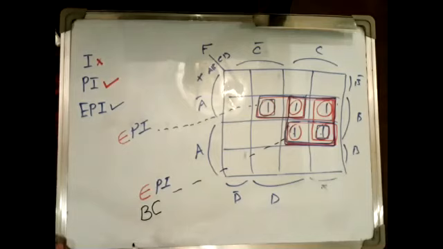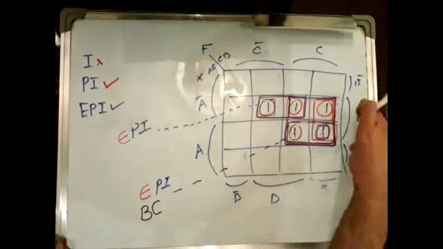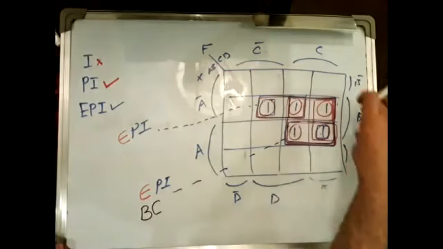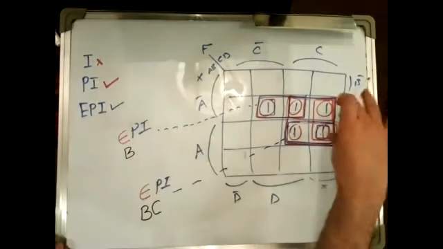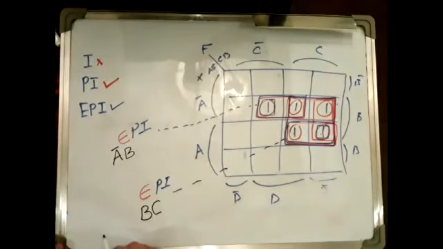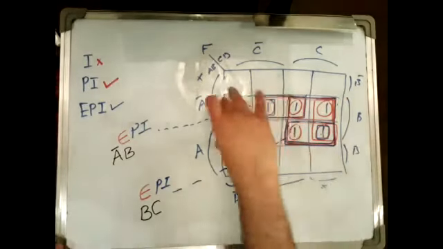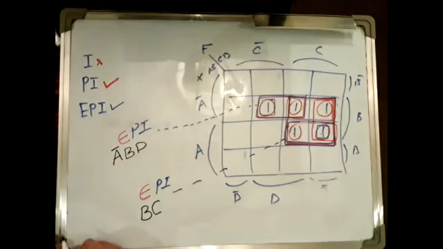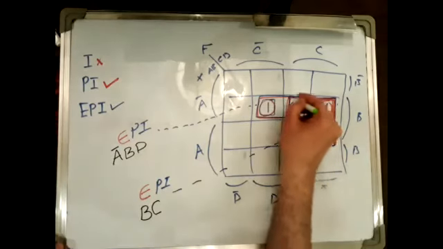How about this rectangle? This rectangle is located in B and it is located in A bar. So it is B intersection with A bar. So it is A bar intersection with B intersection with D. So if you do this intersection on the map, you end up with this rectangle that contains these two ones.